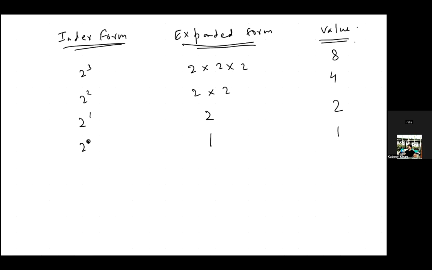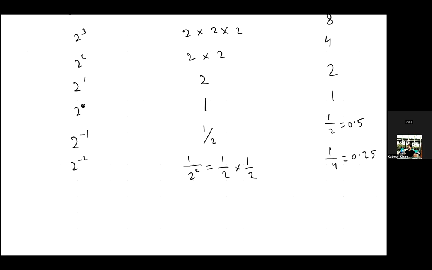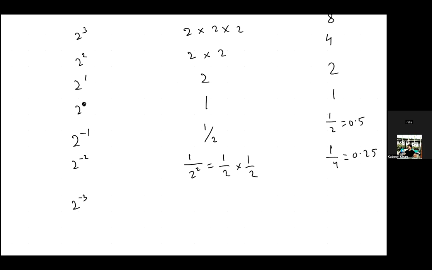Then 2 to the power minus 1 can be written as 1 by 2 in expanded form, and the value is 0.5. Then 2 to the power minus 2 can be written as 1 over 2 squared in the denominator, which is 1 by 4, or the value 0.25. And one more example, 2 to the power minus 3, which is 1 by 8, or 0.125.